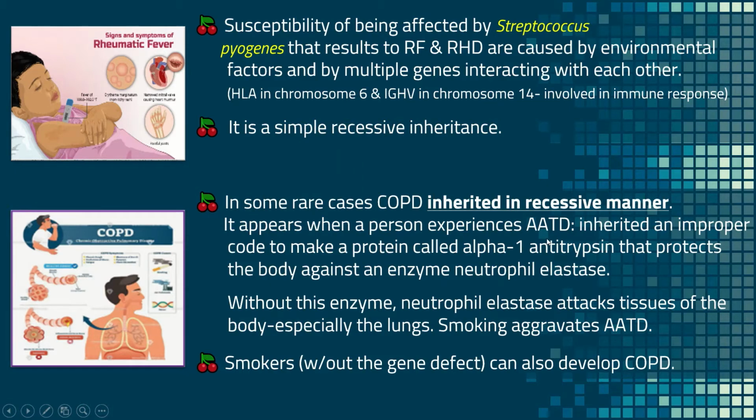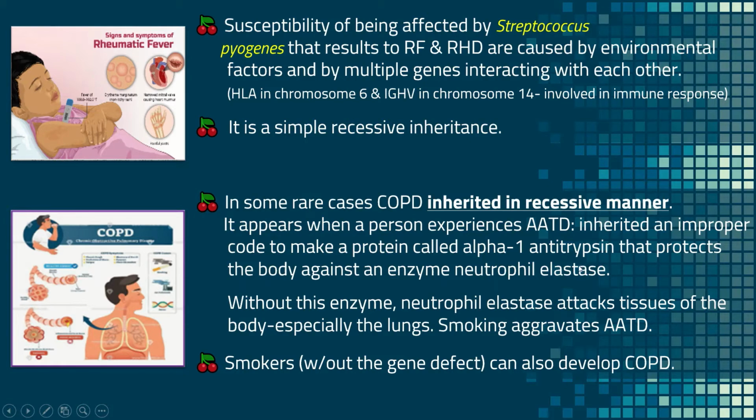AATD is known as alpha 1 antitrypsin. This is a protein which neutralizes the effect of neutrophil elastase, which is produced by the liver. Now, neutrophil elastase is a substance that can destroy the cells of the liver as well as the lungs. So, to prevent neutrophil elastase from attacking the cells of the lungs and heart, alpha 1 antitrypsin neutralizes it.